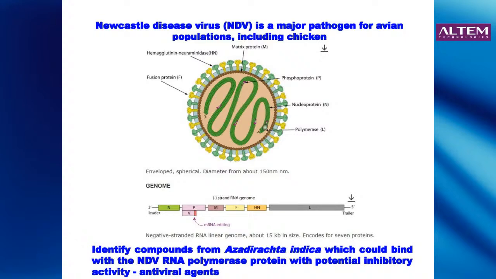Next I'm going to move on and show another piece of work which was done recently, last year, in our laboratory by a student for a project work. This study was focused on another veterinary virus called Newcastle disease virus. It is a major pathogen for birds, especially in farmed chicken.